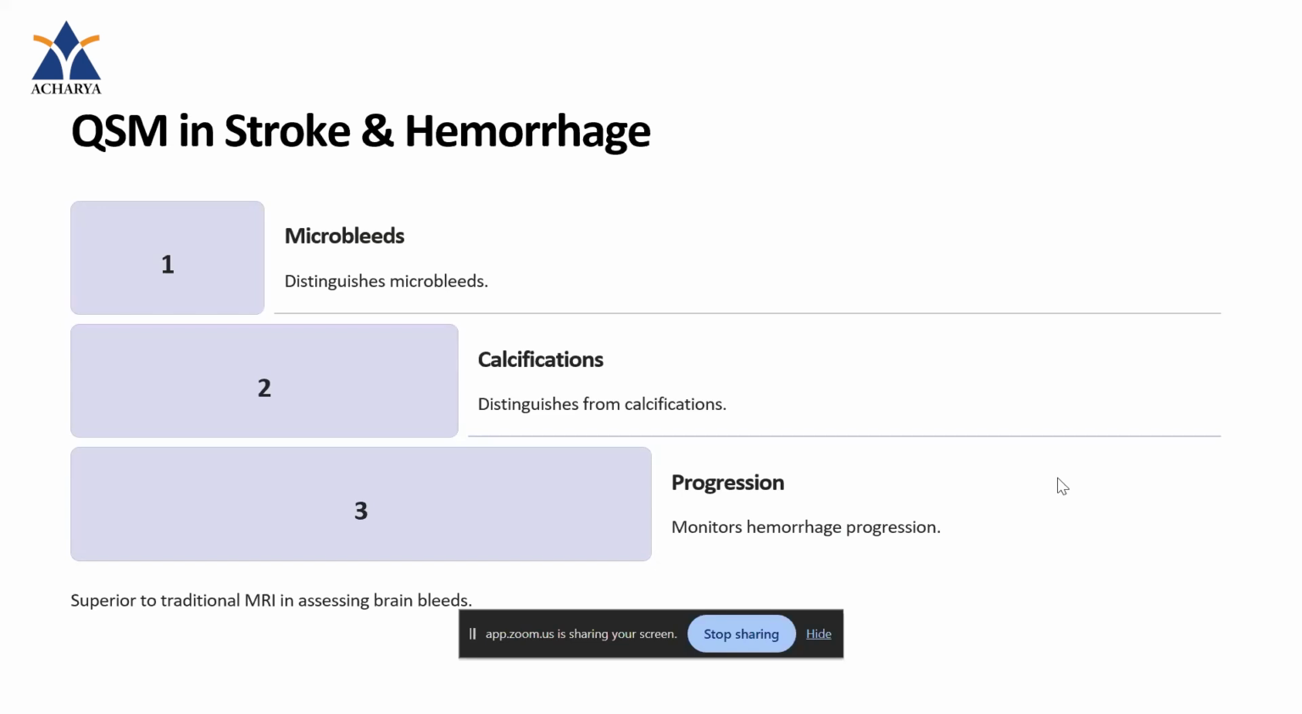paramagnetic in nature, which has a positive magnetic susceptibility, while the calcifications are diamagnetic in nature, which has a negative susceptibility. So due to this difference, we can visualize this properly. The microbleeds and the calcifications can be distinguished properly, and we can also monitor these hemorrhage progressions.